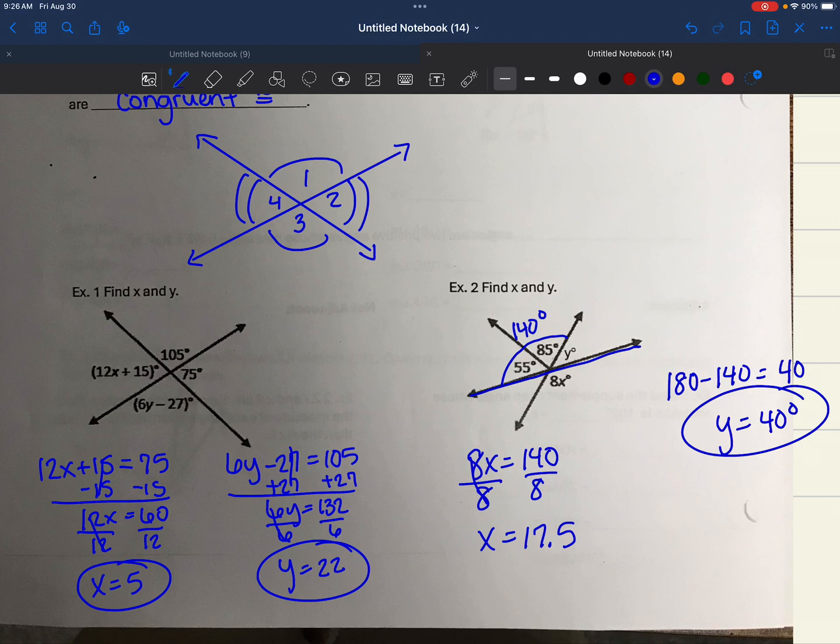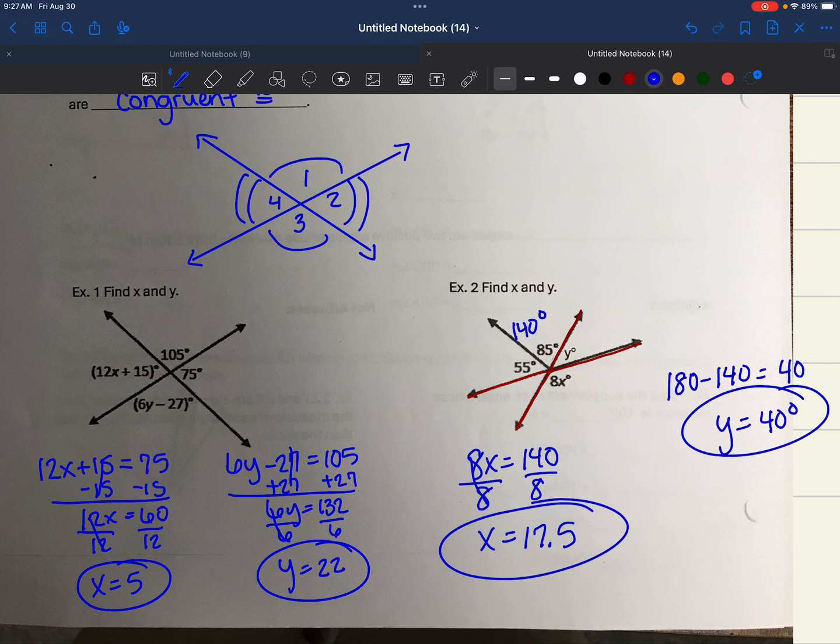Wait, why 140? Because it's a vertical angle. Hold on, let me erase this so you can see. So 8x is this angle that's in the red, and that's a vertical angle with this whole angle here that's 140. Right? Directly across.